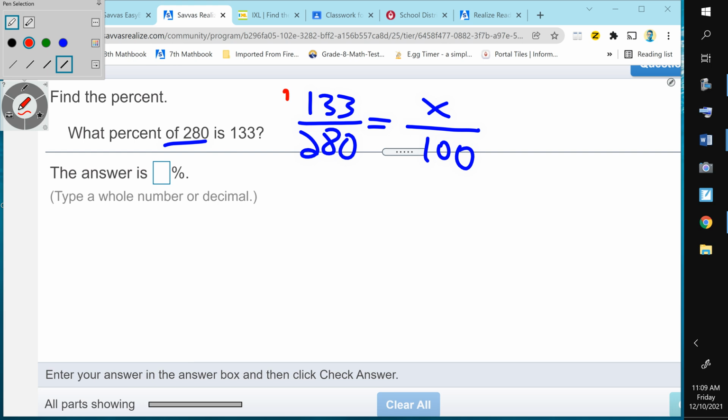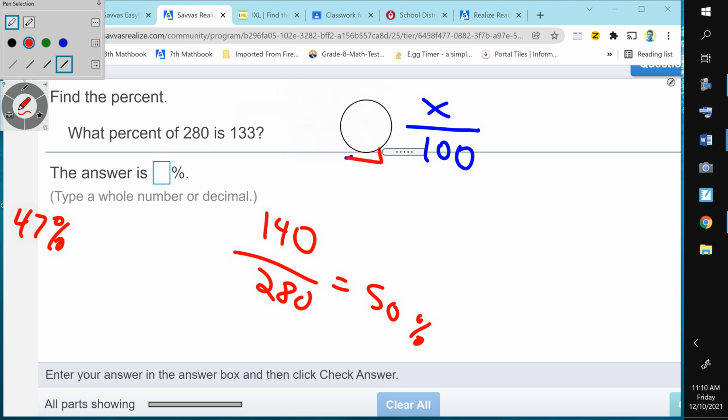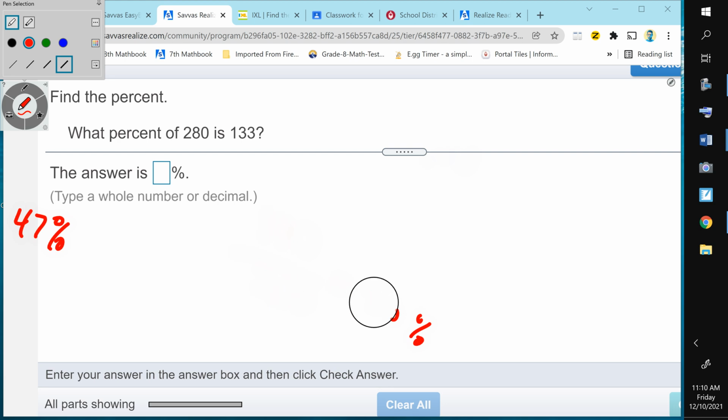Now, a lot of you, if you understand percents, we talked about this a few days ago. Half of 280 is 140. And since that's half, that's 50%. So since my answer is 133, it's just a little bit smaller than 140. I think my answer is going to be around 47%. I think it's going to be between 45 and 49%. So if I get something that's 40 something, I'm almost 100% sure it's going to be right. And I just erased my proportion because I'm a moron. So let me put it back up.